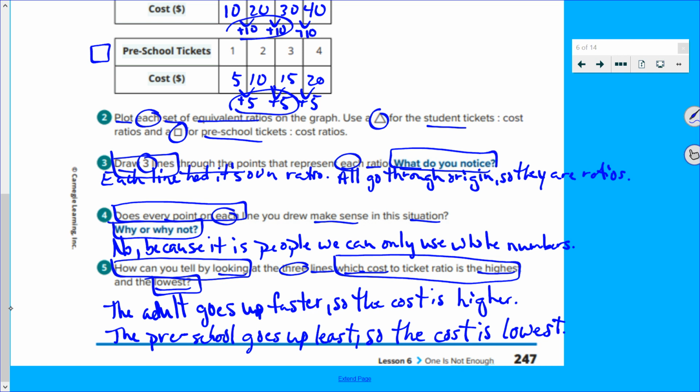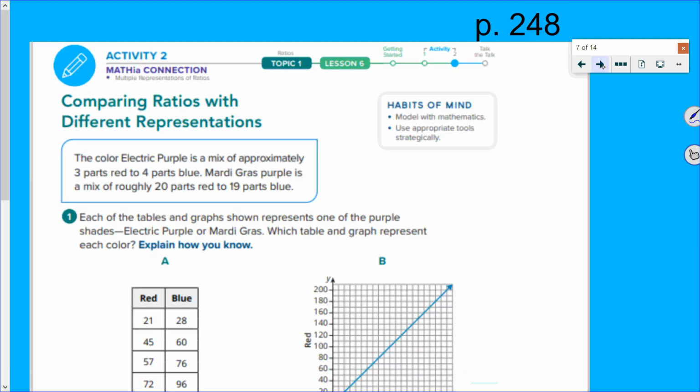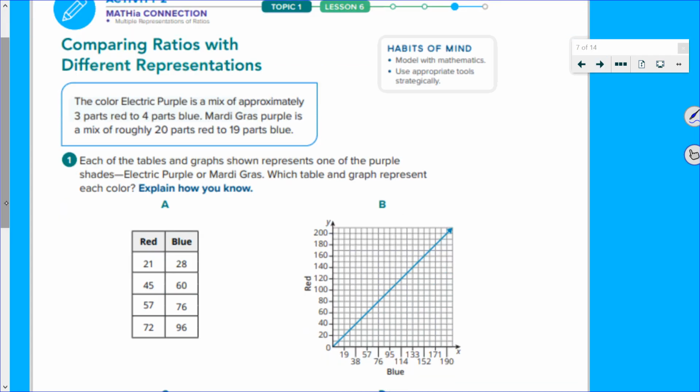Okay, is everybody good on this page? Go to page 248. Okay, we're down to 15 minutes, but this one really should not take long, guys. So I've got two colors. I have electric purple that is a mix of approximately 3 parts red to 4 parts blue. I then have Mardi Gras purple, which is a mix of 20 parts red to 19 parts blue.